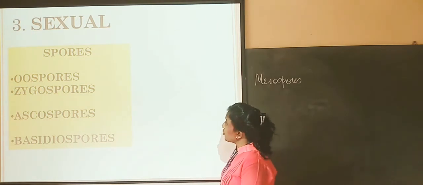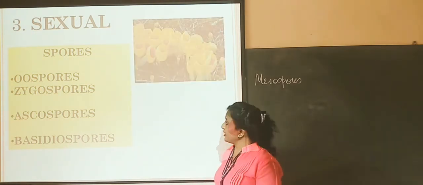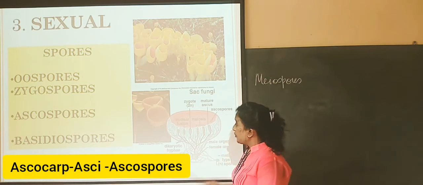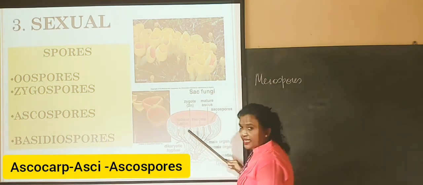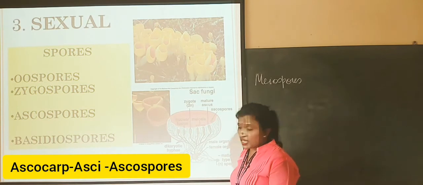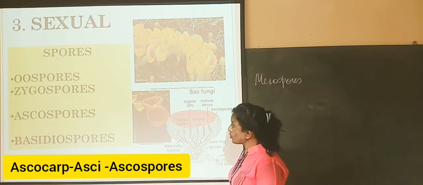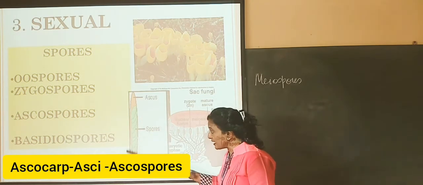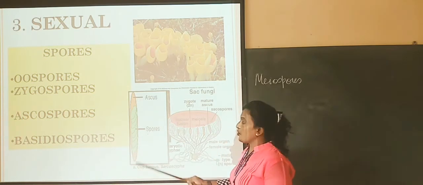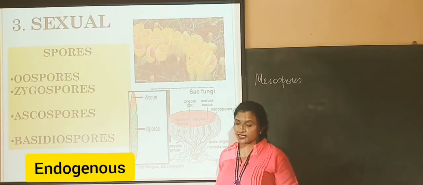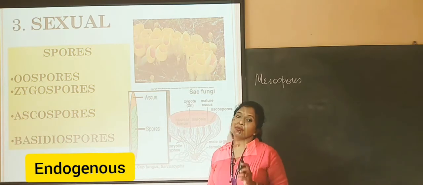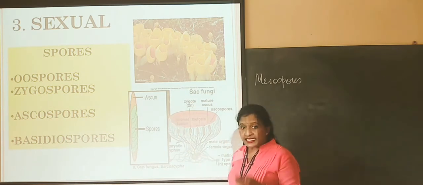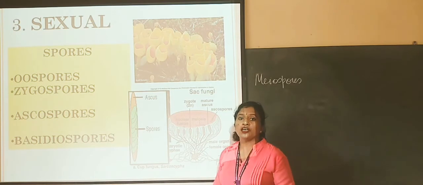The third type of spores are seen in ascomycetes fungi. The main fruiting body is called as ascocarp, which will have many asci, those are the sac-shaped structures which will bear the spores called as ascospores. Since these spores are present inside the ascus, therefore the spores are endogenous. These spores are non-motile. So many ascus, called as asci, are formed in the ascocarp.